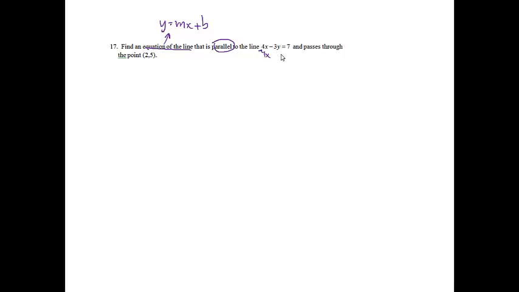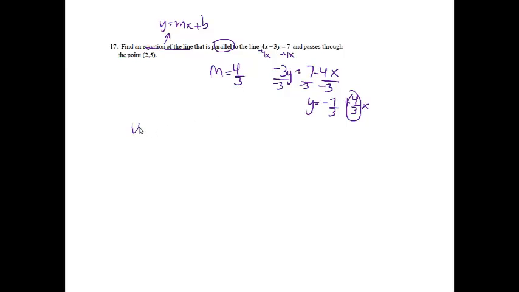So I'm going to subtract 4x from both sides. So I'll get negative 3y equals 7 minus 4x. I'll then divide all parts of my problem by negative 3. So I will get y equals negative 7/3 plus 4/3 x. So my slope is 4/3, and since the line is parallel, I know that my slope is also going to be 4/3. So now I'm ready to do y equals mx plus b.